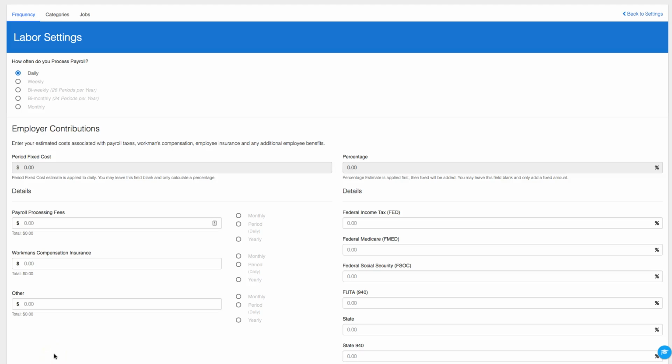Okay, so there's only a couple sections in this setup that get a little complicated. The first was making sure that you had your cost of goods sold category set up, your direct operating expenses set up, but now that we're through that, labor.